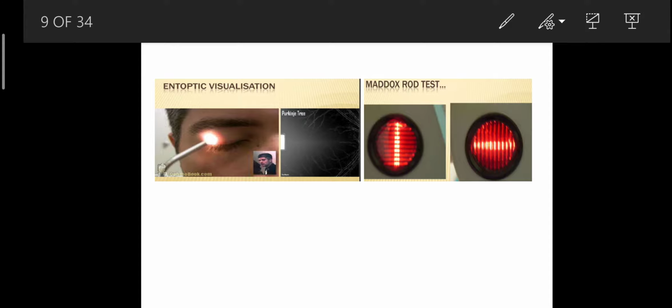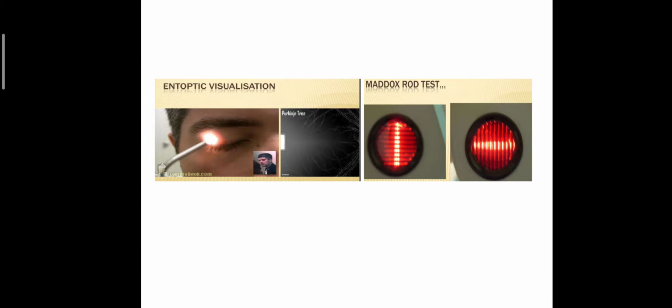So this, to the right corner, is entopic visualization, wherein a light source is rubbed over the lid, and you can see the vascular pattern, tree of vascular pattern. And similarly, in the left hand corner, you have the Maddox rod test, wherein the patient is asked to see a light source through the rod, and you can perceive a line.